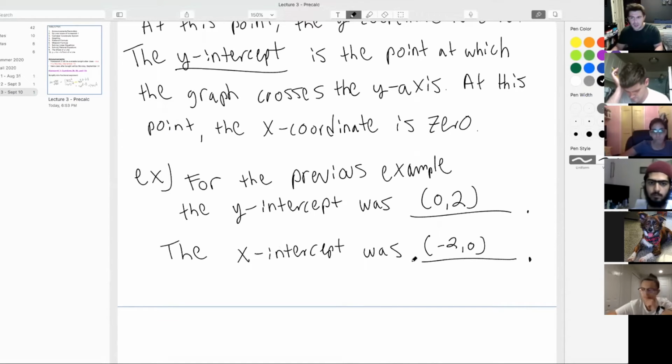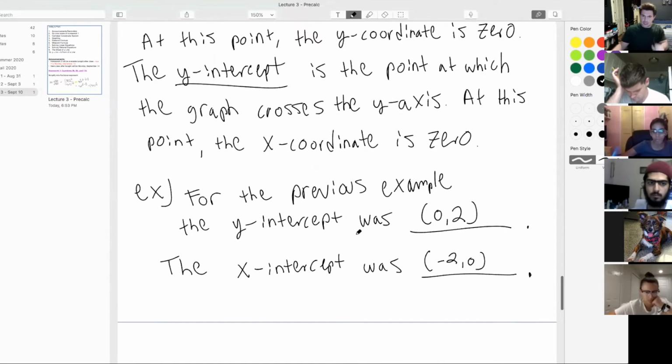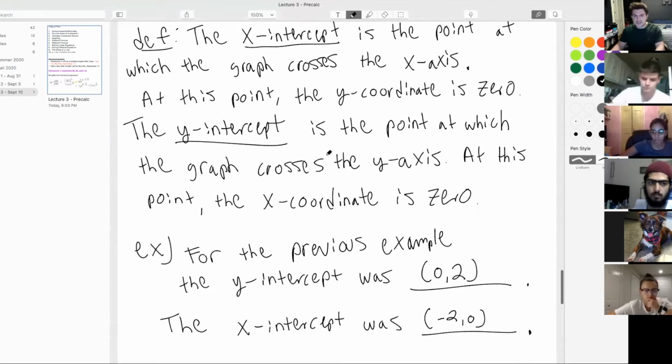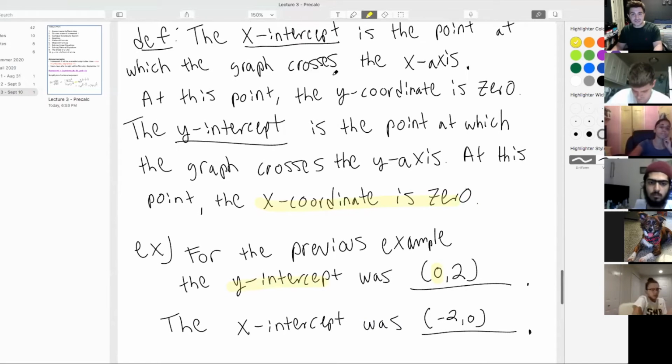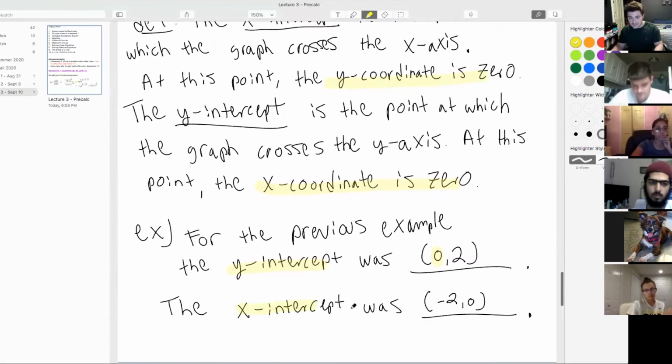Very good. All right, so does everyone agree with this? So this does align with the definition here. At the y-intercept, the x-coordinate is 0. Do you see how the x-coordinate is 0 for the y-intercept? That's important. And similarly, at the x-intercept, the y-coordinate is 0. Okay, so we have that nice relationship there.